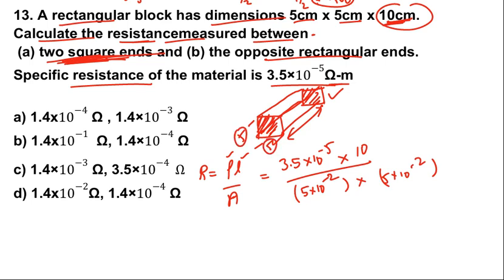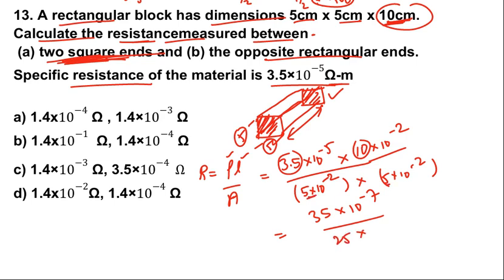Okay, area of the square is side into side, that is side square, and this length is also given in centimeters. So just write this as 10 power minus 2, just converting into meters. So what will you get? 3.5 into 10, you will get 35. So 35 into 10 power minus 7 by this 5 into 5, that is 25. So 25 into 10 power minus 2, 10 power minus 2, you are getting 10 power minus 4.